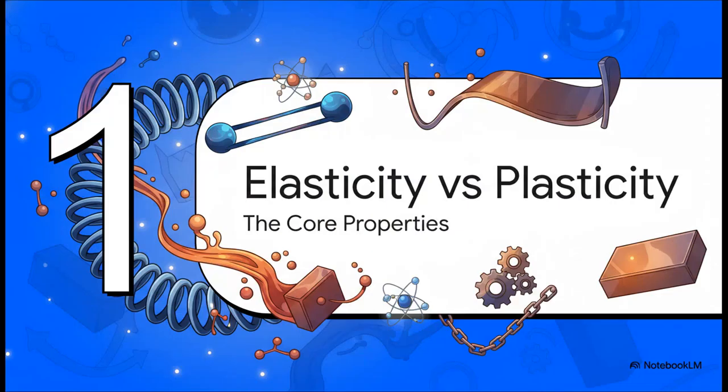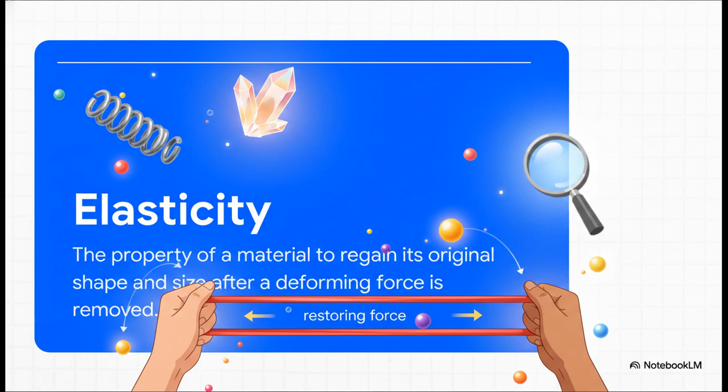Now, of course, physicists have official names for these behaviors: elasticity and plasticity. And if you can get these two concepts straight in your head, you're well on your way to understanding how all materials work. So first up is elasticity. This is the rubber band's superpower. When you apply a force, the atoms inside get knocked out of place, but there are these really strong internal restoring forces that are just itching to pull them right back into position the second you let go. Think of things like metals, quartz, and of course, rubber.